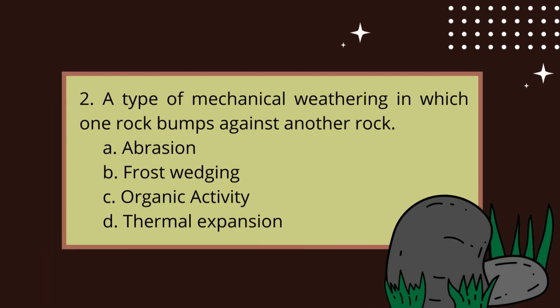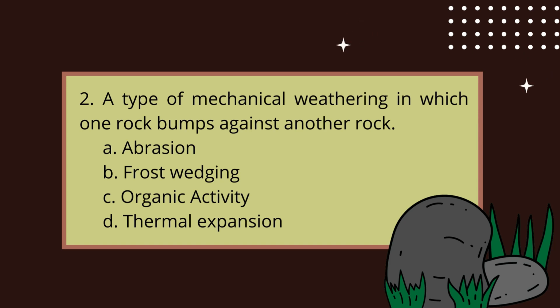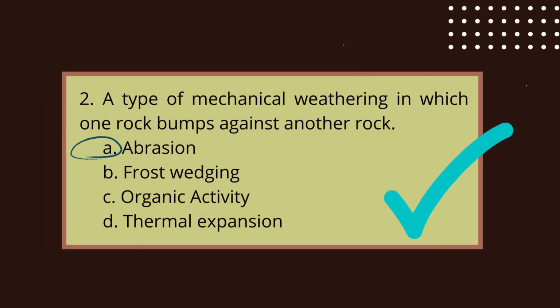Number 2, a type of mechanical weathering in which one rock bumps against another rock. Letter A, abrasion. B, frost wedging. C, organic activity. D, thermal expansion. The correct answer is letter A, abrasion.